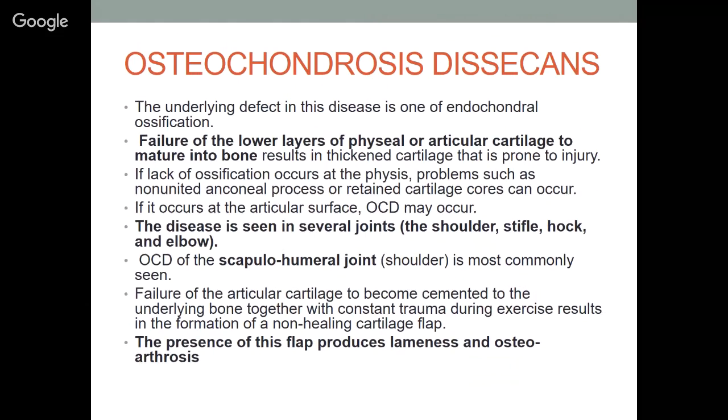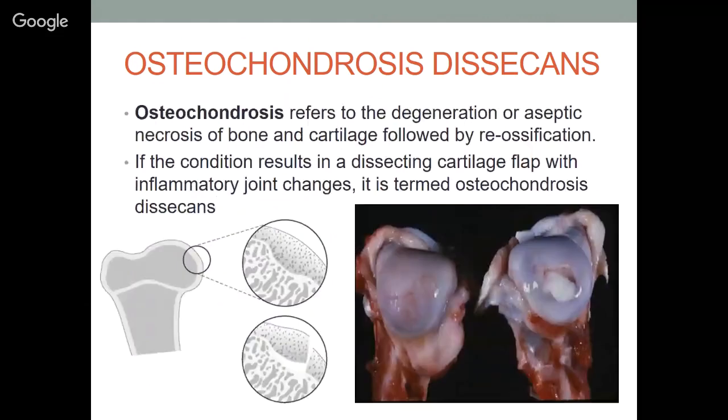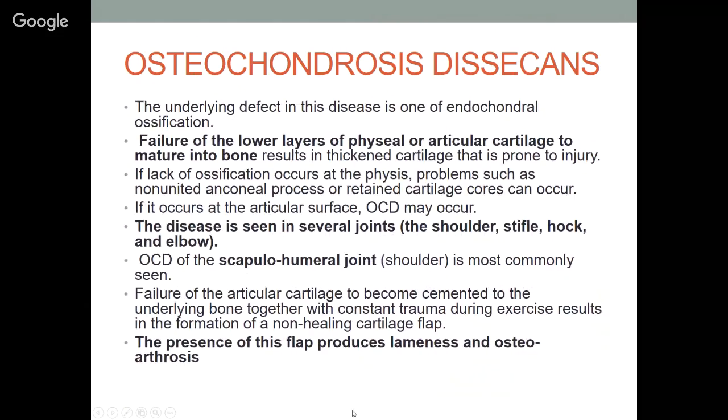The disease is seen in several joints: the shoulder, the stifle, the hock, and the elbow. OCD of the scapulohumeral joint or the shoulder is the most commonly one seen. And that is actually the one that we see here. This is the humerus that fits into the scapula. Failure of that articular cartilage to become cemented to the underlying bone together with a constant trauma during exercise results in that non-healing cartilage flap.